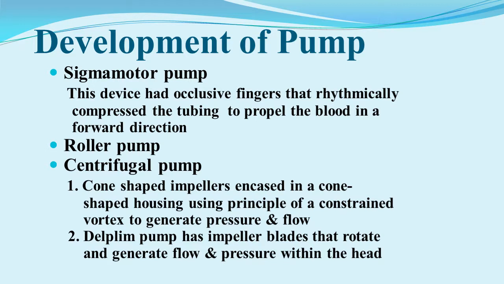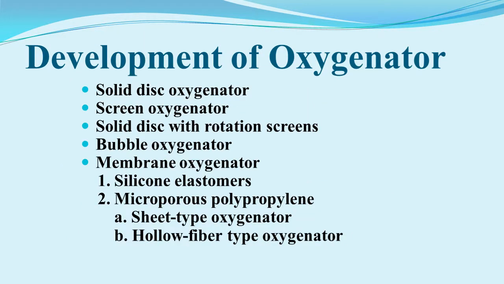The sigmamotor pump is a device with occlusive fingers that rhythmically compress the tubing to propel the blood in the forward direction. There are roller pumps and centrifugal pumps. A centrifugal pump is a cone-shaped impeller encased in a cone-shaped housing, using the principle of constrained vortex to generate pressure and flow. The Deltastream pump has impeller blades that rotate and generate the flow and pressure within the head.